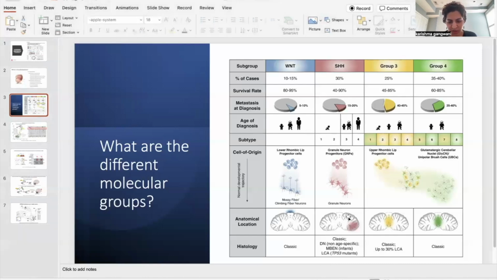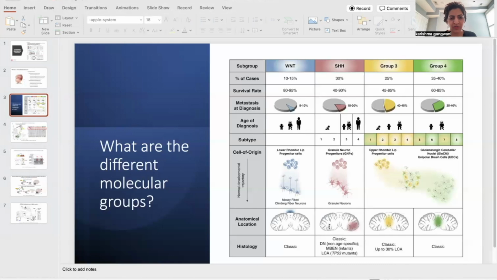Now, where do these occur? So these sonic hedgehog tumors occur in either of the cerebral hemispheres, especially in adults. And their prognosis is dependent on the TP53 status and other mutations, but generally they have an intermediate prognosis.